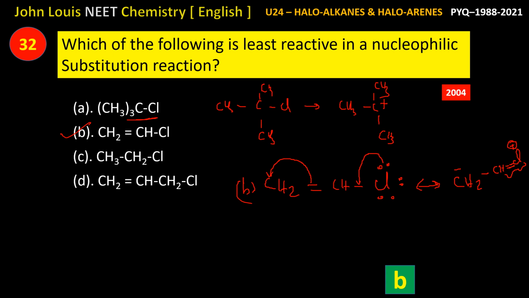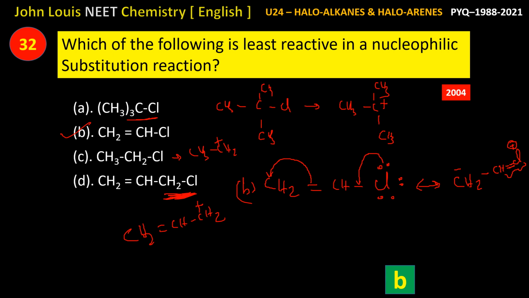In compound C, here chlorine, therefore here what will you get? It will form a primary carbocation, which is less stable than tertiary. Therefore the reaction will be slower here. And what is the last one? D. And here also chlorine. So it is also a primary halogen compound. Therefore this also can form a primary carbocation, CH2 plus.